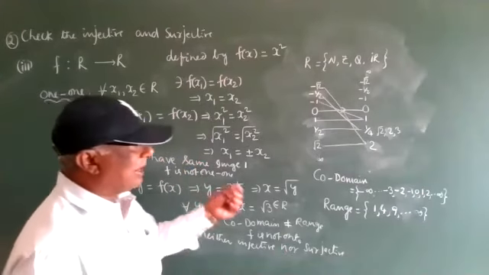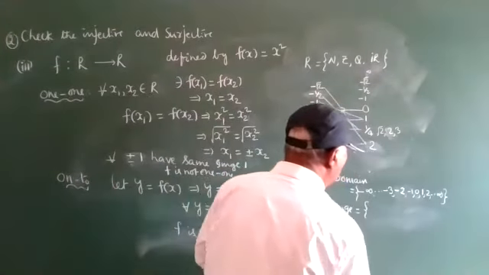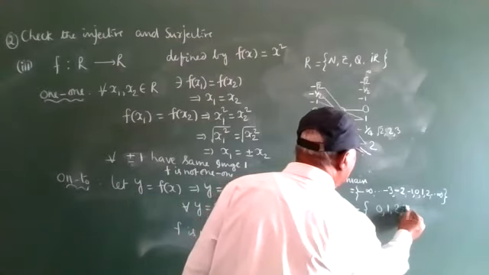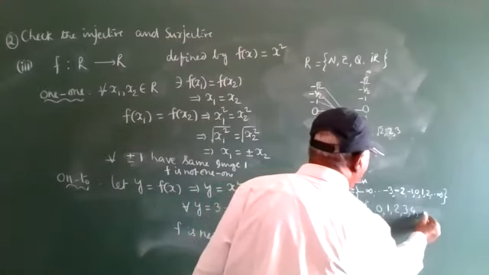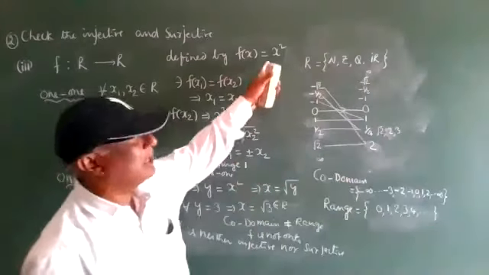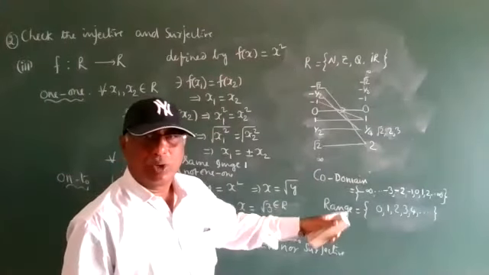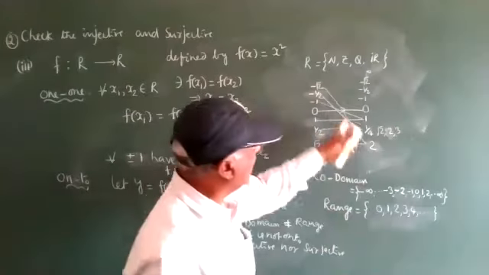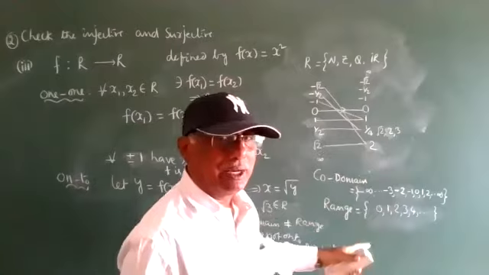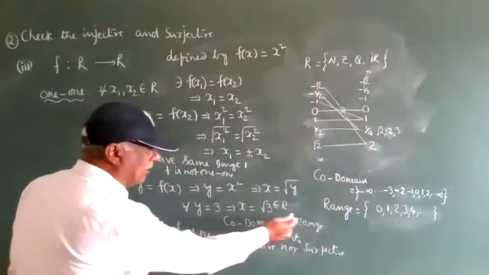Every number is a square. Here root 2 squared, we are getting only positive values. 0 we get, 1 we get, 2 we get, 3 we get, 4 we get. Only positive values. No question of negative values because of the square. All these values we are getting, only positive values. Therefore, the codomain is not equal to the range.